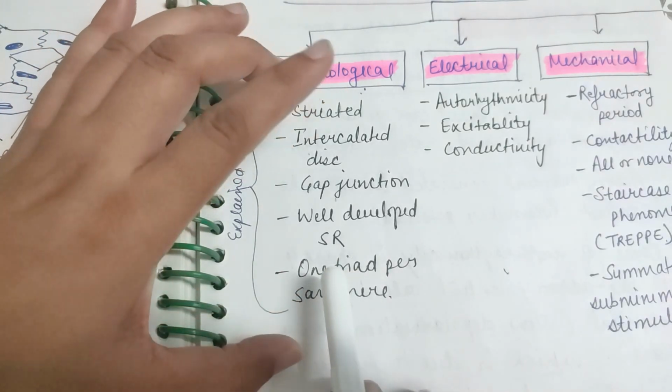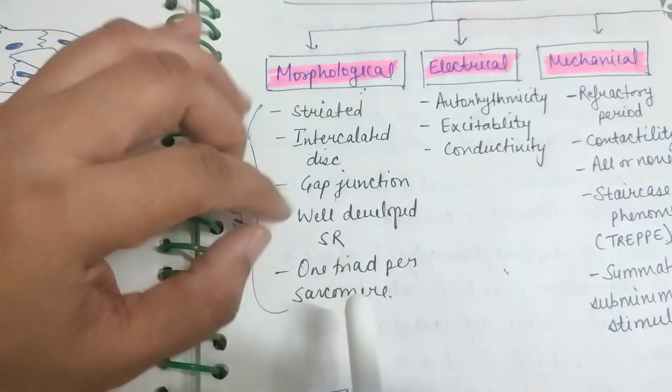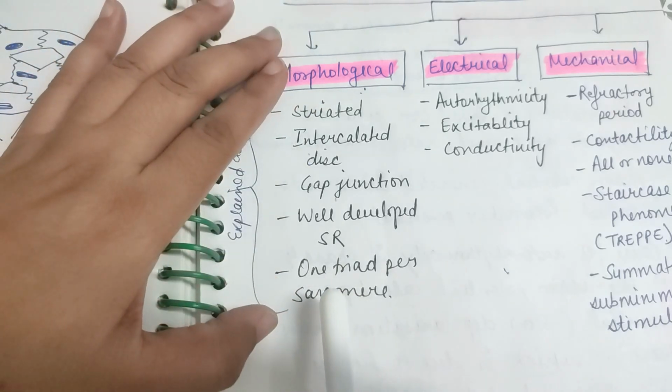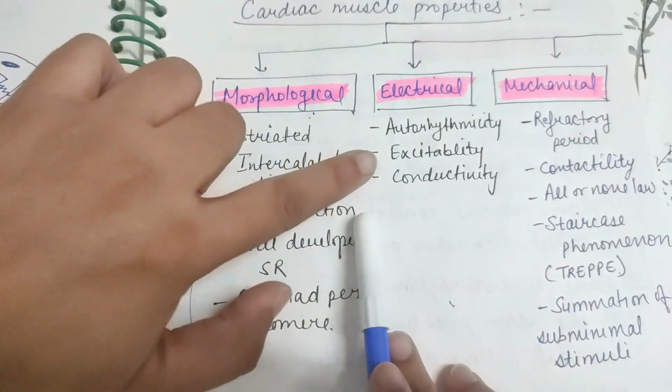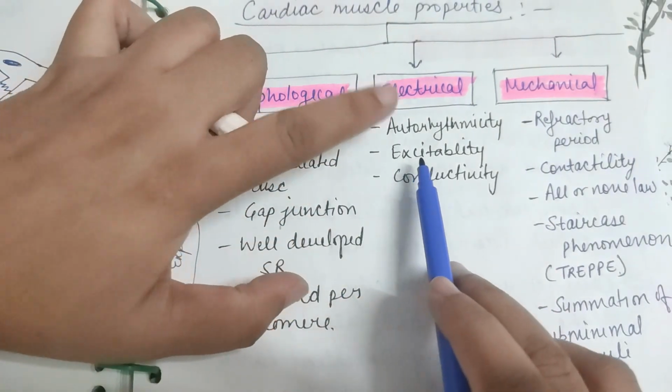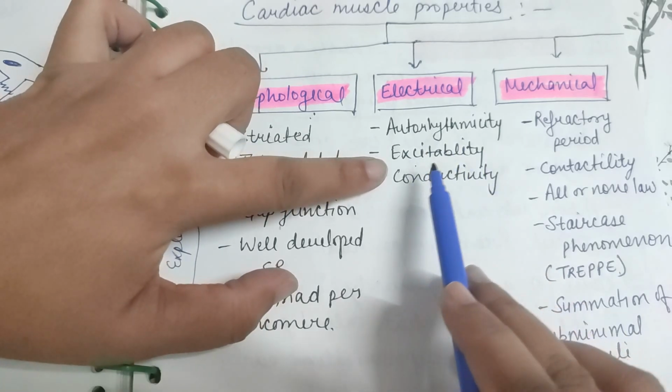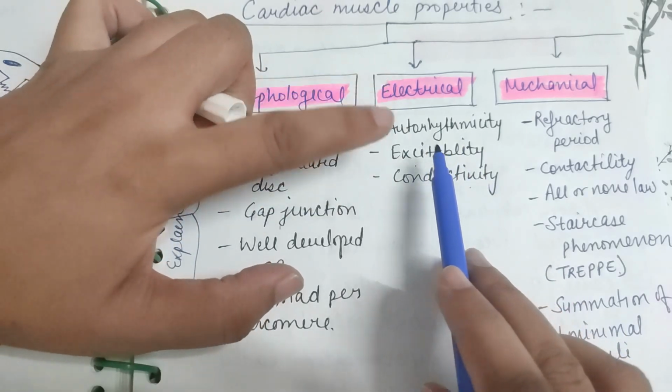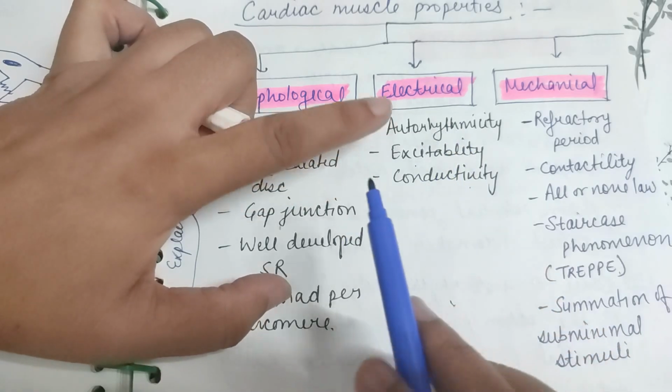If you want to get deep knowledge about cardiac muscle, you can visit my cardiac muscle video. Coming to the next property, which is electrical property. In this video we'll be talking about electrical property: autorhythmicity, excitability and conductivity. We'll discuss what we have to write under these three headings.